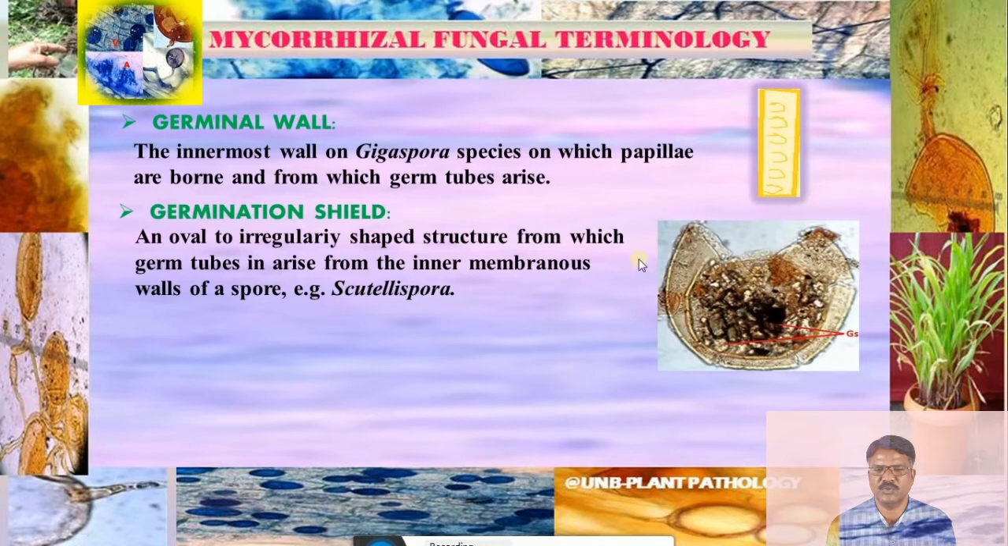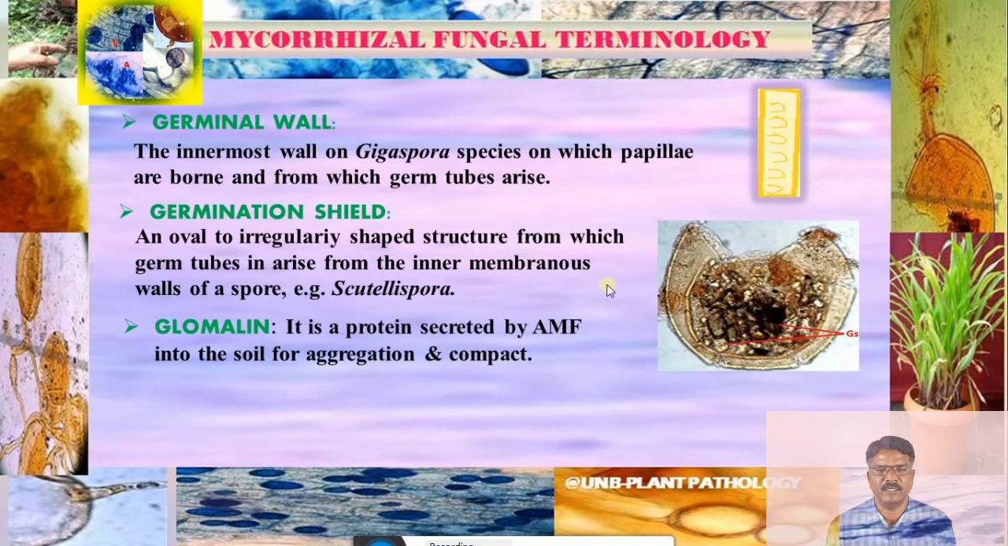So let us see now. This is a Scutellospora spore, and on the inside you might have observed the germination shield. This is a shield-like structure that appears in the spores of Scutellospora.